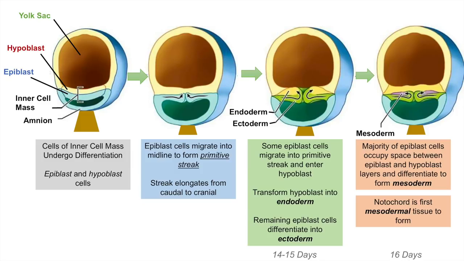So this is essentially the process of gastrulation, whereby we transform two layers, the epiblast and hypoblast layers, into the three germ layers, the ectoderm, mesoderm, and endoderm. And the three germ layers will eventually become the organism itself. So the ectoderm will become the skin and nervous system, the mesoderm will become the cardiovascular system and the musculoskeletal system, and the endoderm will become the majority of the internal viscera of the organism. And that's the process of gastrulation.